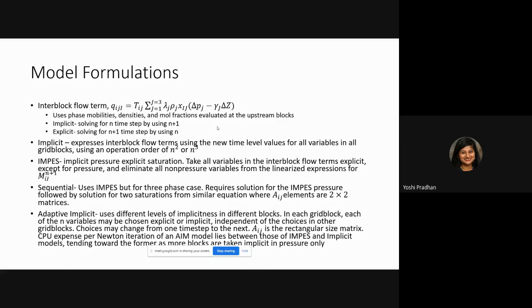And then this is a more common one, adaptive implicit. It uses different levels of implicitness in different blocks. In each grid block, each of the n variables may be chosen explicit or implicit, independent of the choices in other grid blocks. Choices may change from one time step to the next. Aij is the regular size matrix. CPU expense per Newton iteration of the AIM model lies between those of the IMPES and implicit models, tending toward the latter as more blocks are taken implicit in pressure only.